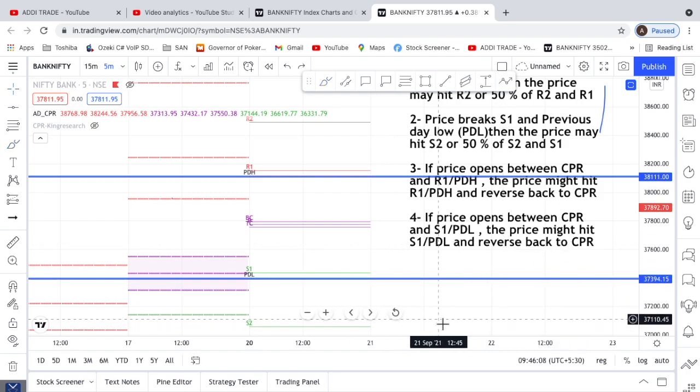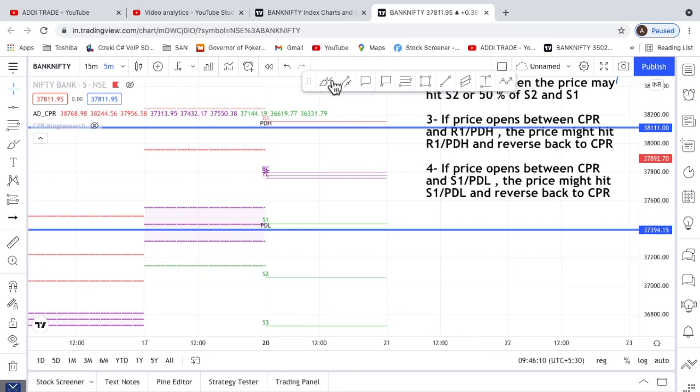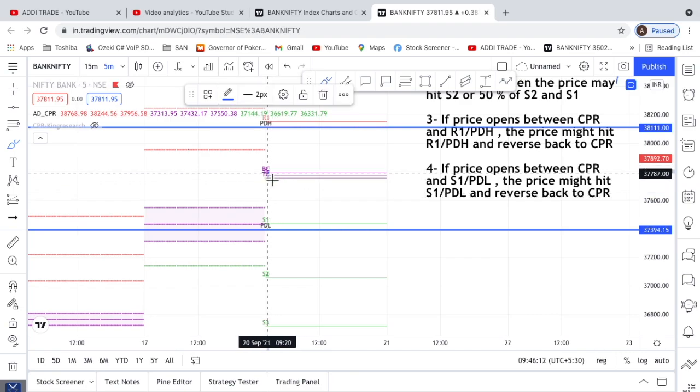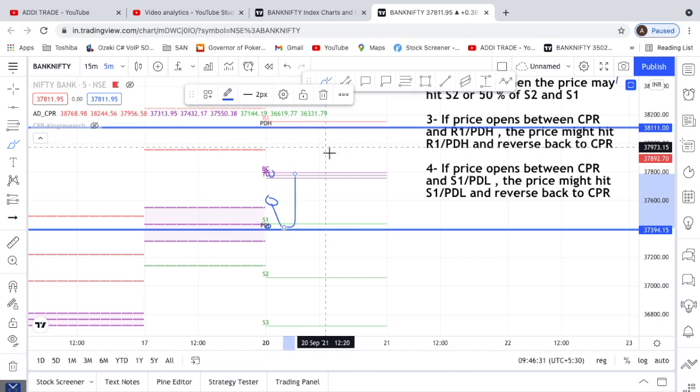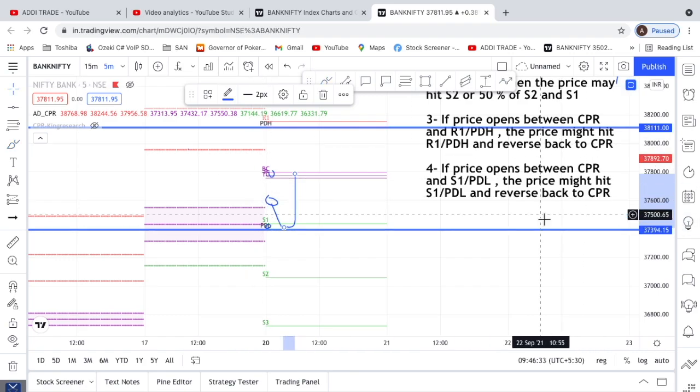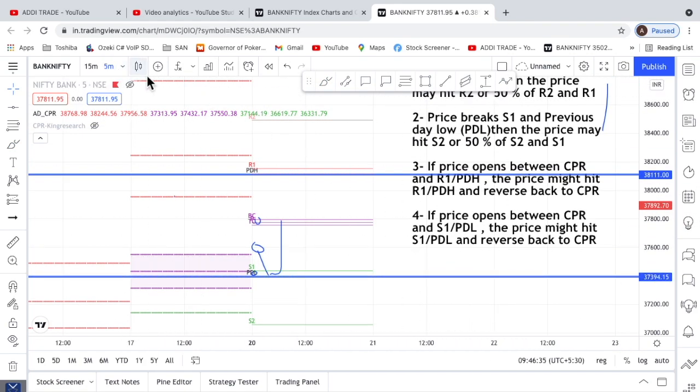So what this says is, if the price opens between the CPR and S1 previous day low, say somewhere over here, the price may come here, and if it is not taken out on the downside, we might see a reversal back to the CPR point and even higher. The next target will be R1 and the previous day high. So these are the 4 logics of CPR. Now let us check a few examples quickly.